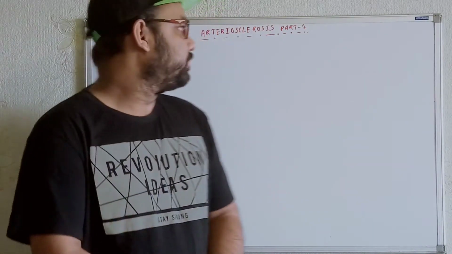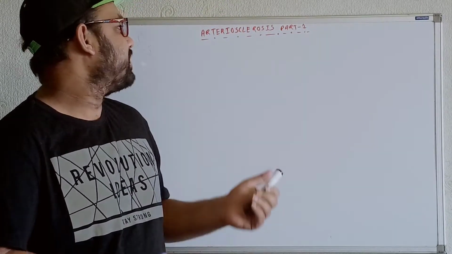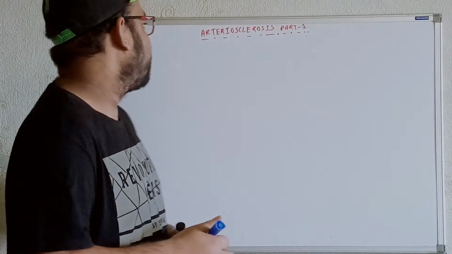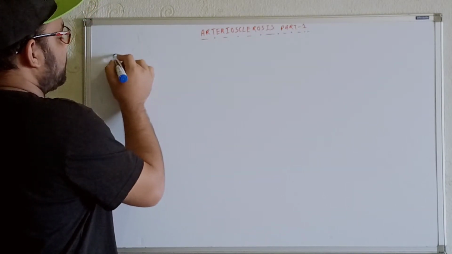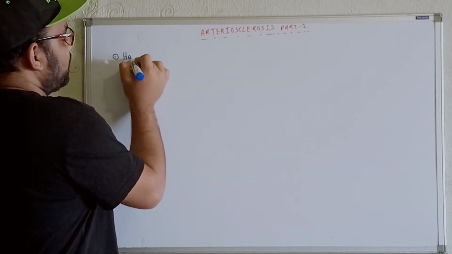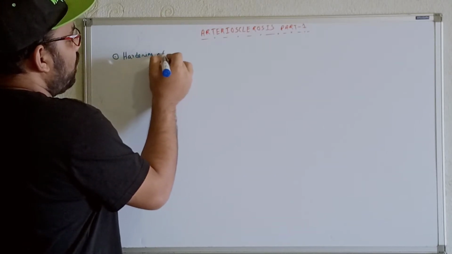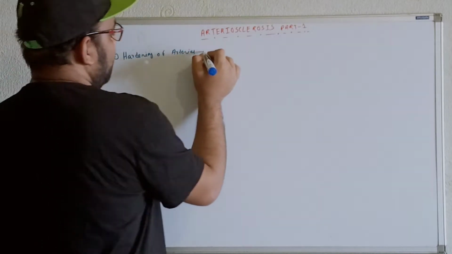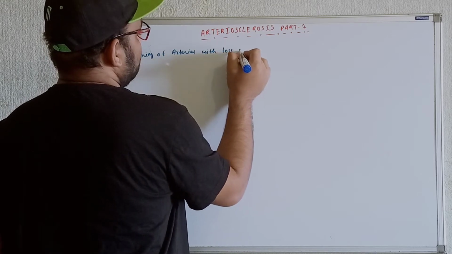Today we'll talk about arteriosclerosis. Okay, so at first let's know what we mean by arteriosclerosis. Arteriosclerosis is nothing but the hardening of arteries with loss of elasticity. You can write it over here: the hardening of arteries with loss of elasticity.